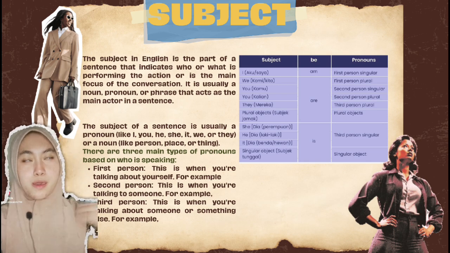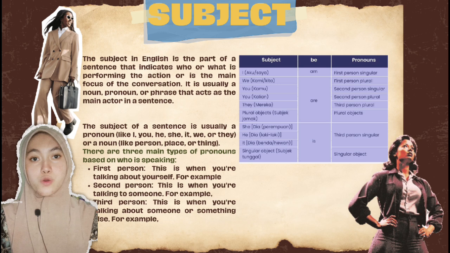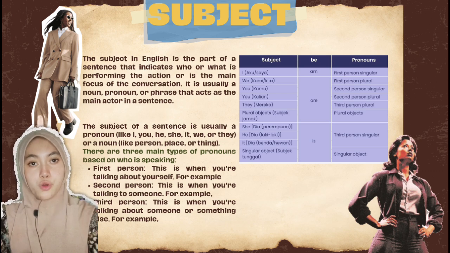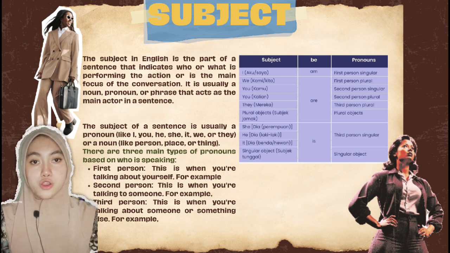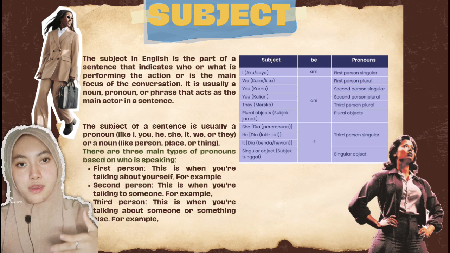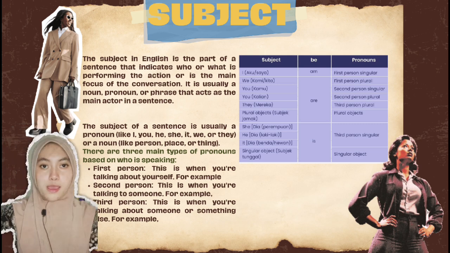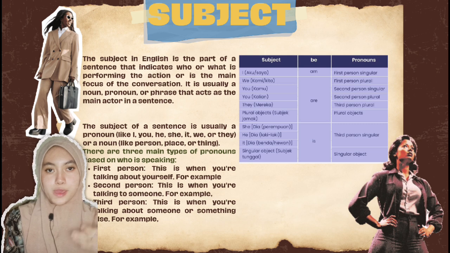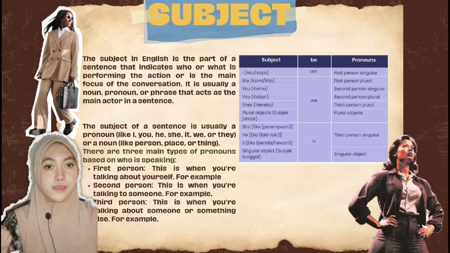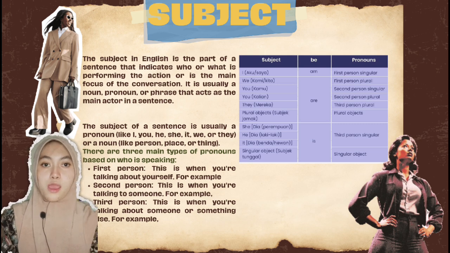And we have we pronoun has to be are, you has to be are too, they also have to be are. You, we, and they have the same to be, that is are.